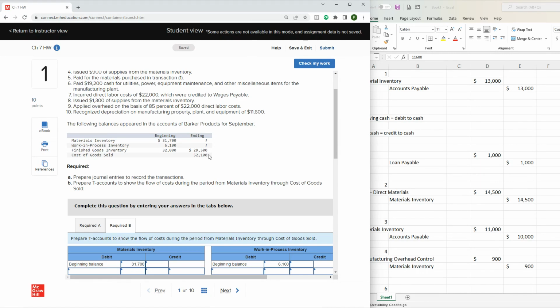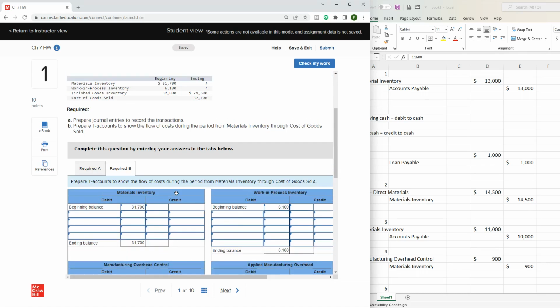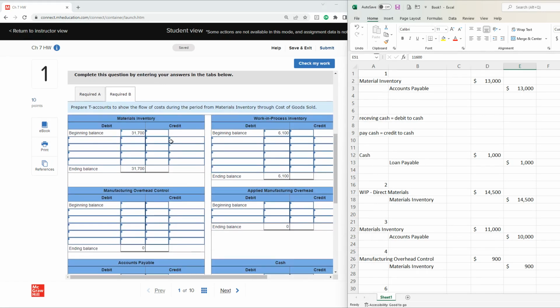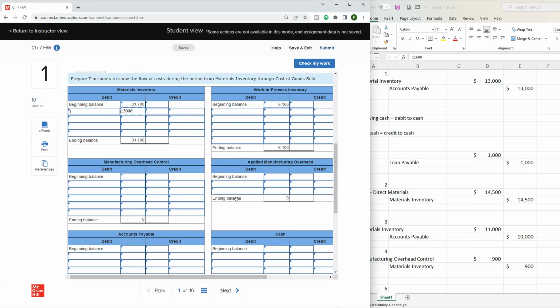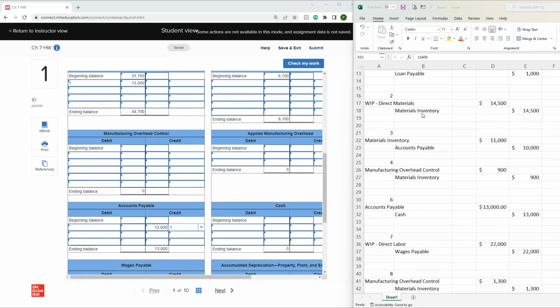But let's begin with number 1. So number 1, our journal entry was a debit to materials inventory of 13,000. So we'll put here number 1, and we'll debit materials inventory for 13,000. And then in our accounts payable account, that'll be a credit entry of 13,000, and we'll put a number 1 there. Number 2, we had a debit to work in process direct materials of 14,500.